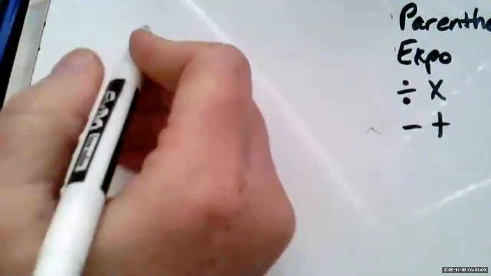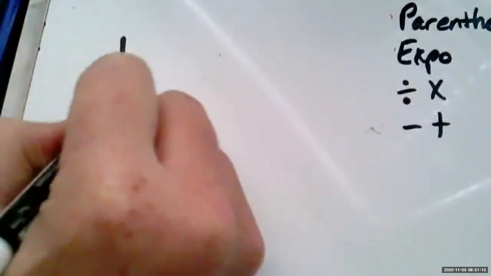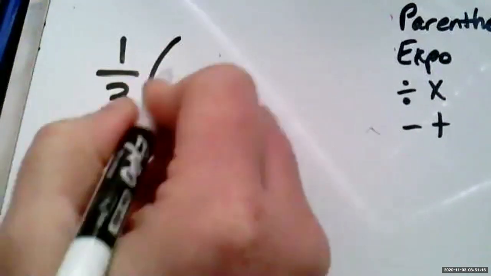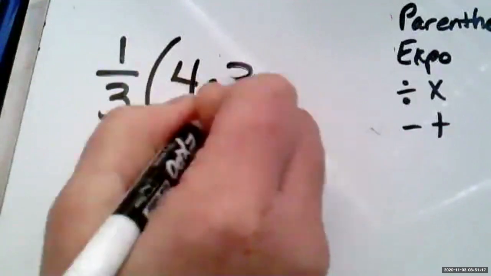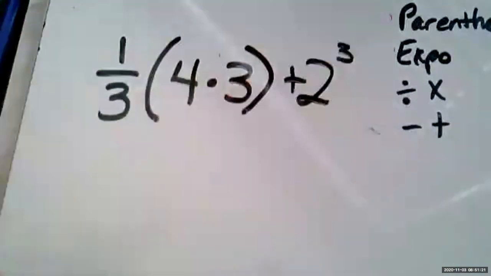That's the key, just taking it one step at a time and working through it as we go. Now, sometimes, well, I'm going to go ahead and do this one. How about 1/3 and more parentheses, 4 times 3, close parentheses, plus 2 to the 3rd power. There we go. Okay, try it on your own, then we'll walk through it together.